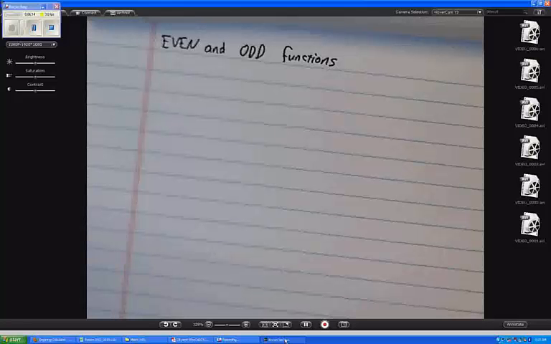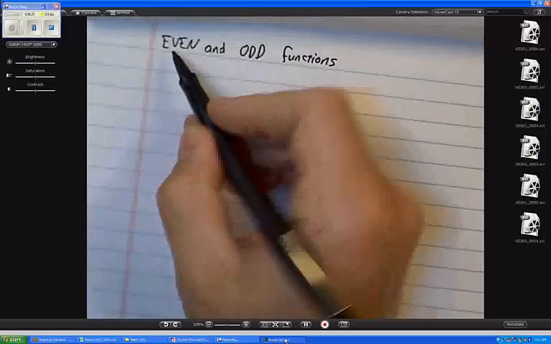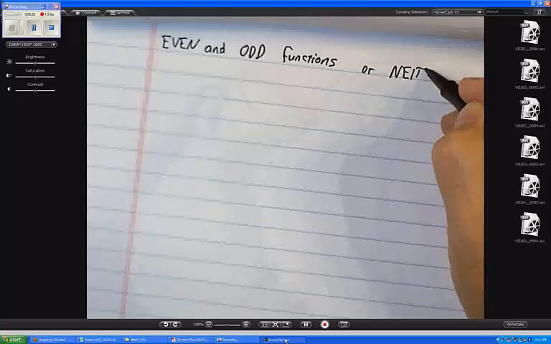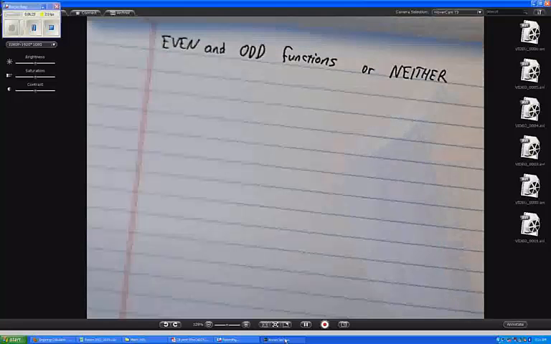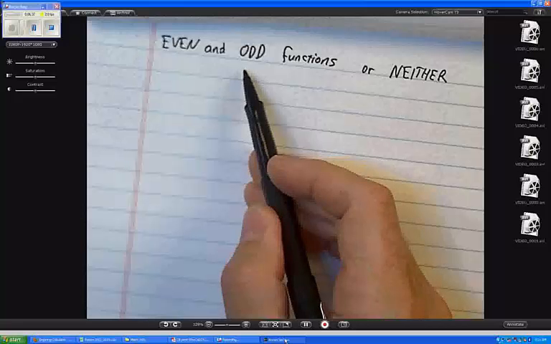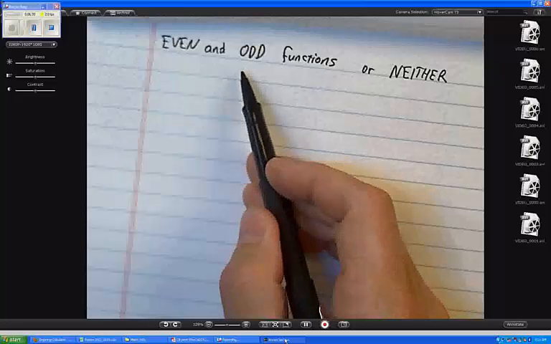You guys know how to do that. The next thing that's on the homework is they're going to ask you, is the function even or odd or neither? Now, for now, it may be a little mysterious to you why they call the function even or odd. I mean, you guys know what even and odd numbers are.